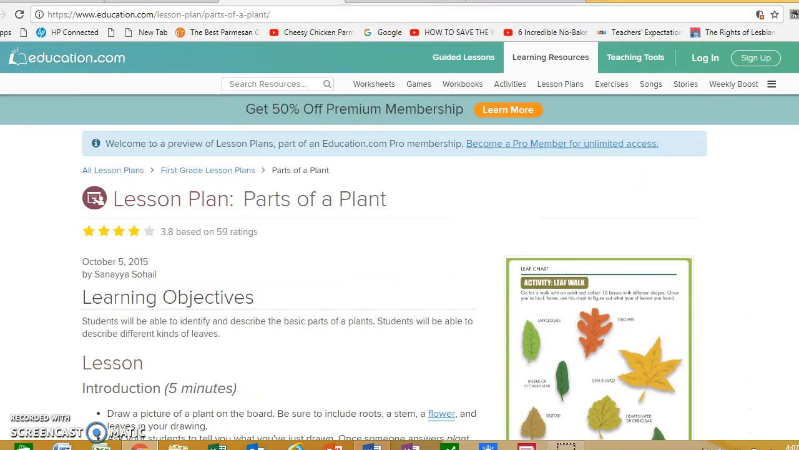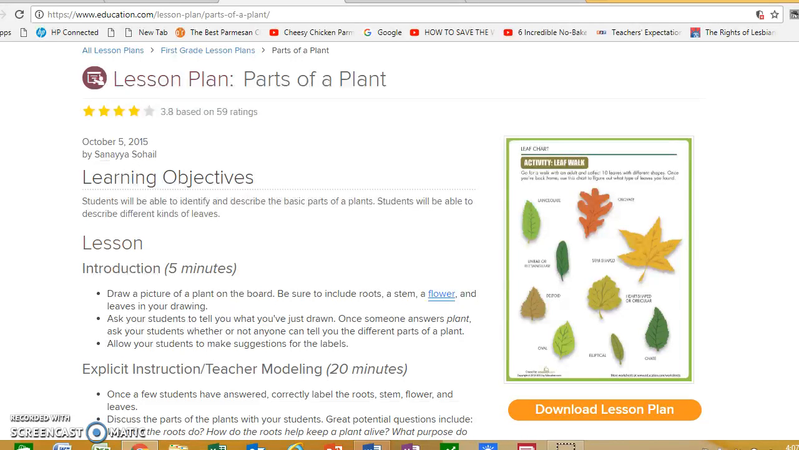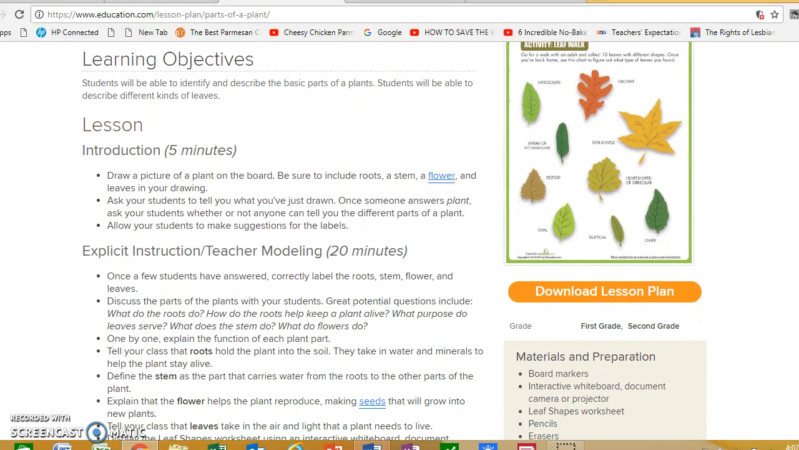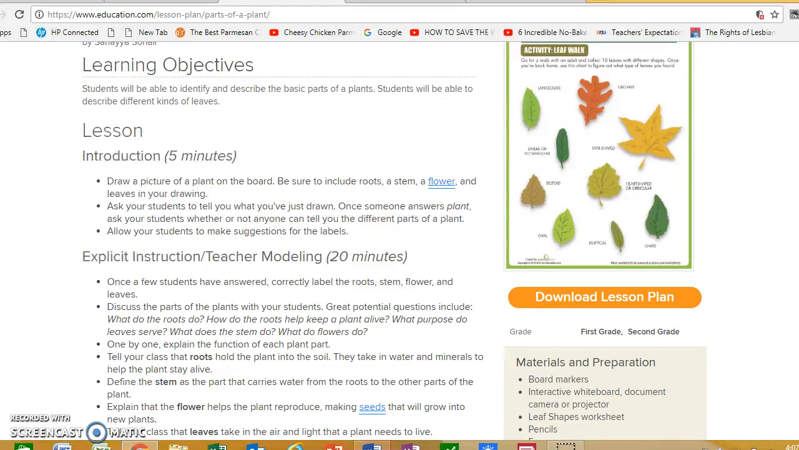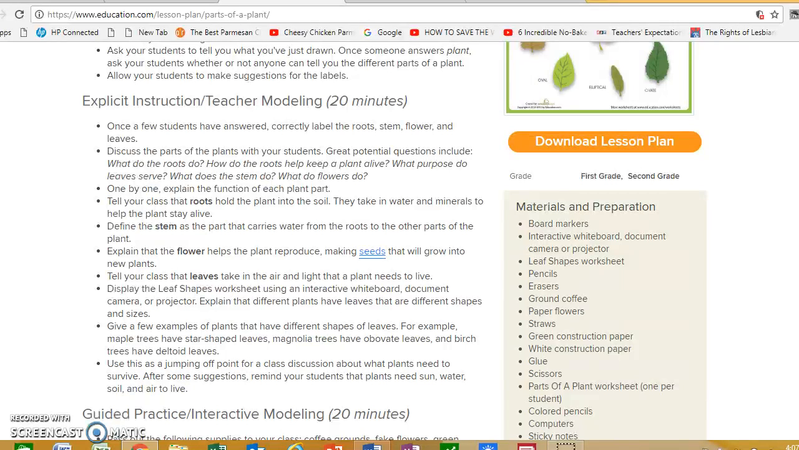So this is the first lesson plan, and it's the elementary school lesson plan. And I like this one the most because it's the most diverse. It starts off with a 5-minute introduction where the teacher draws the diagram and asks the students what the parts of the plant are and labels them from what they say. Then it goes into explicit instruction and teacher modeling, which is basically the core lecture part of the lesson plan.